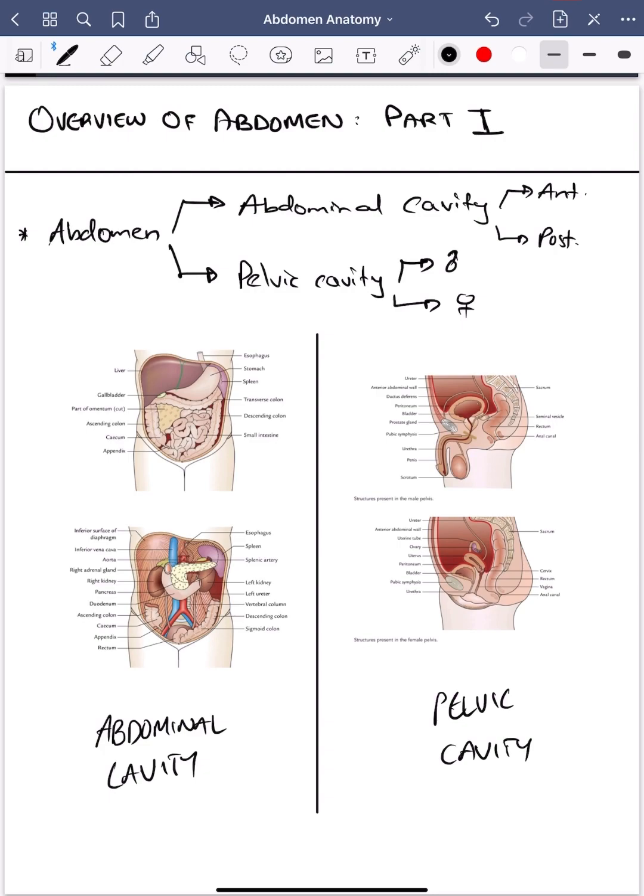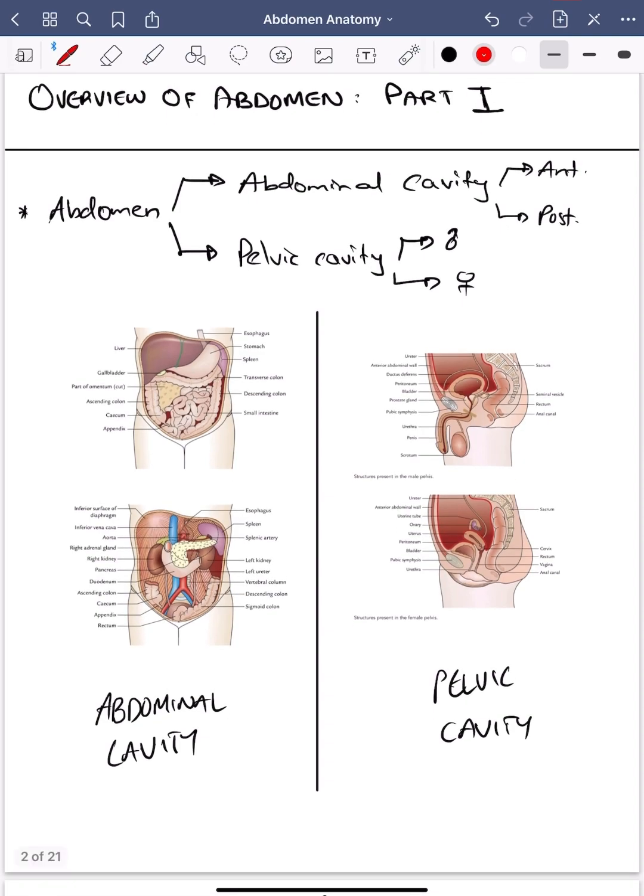So it is basically the region between your trunk and your lower limbs. Okay, that is underneath your ribs and above the pelvis. So that is the abdomen. Now the abdomen can be divided into the abdominal cavity and the pelvic cavity. Okay, and if you want to go one step further, the abdominal cavity is further divided into an anterior and posterior part, and the pelvic cavity is different in males and in females.